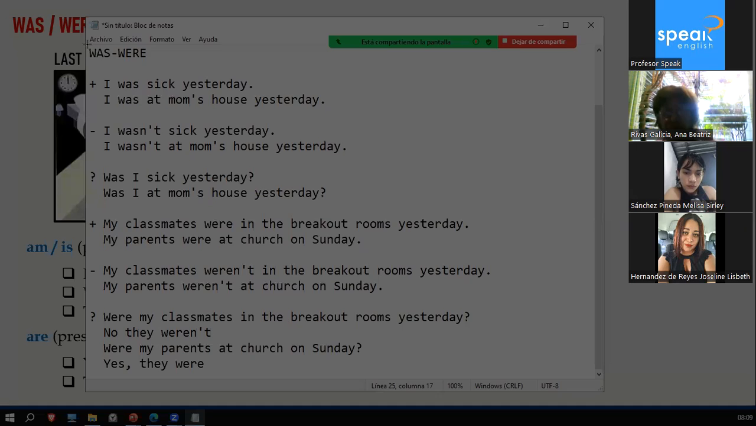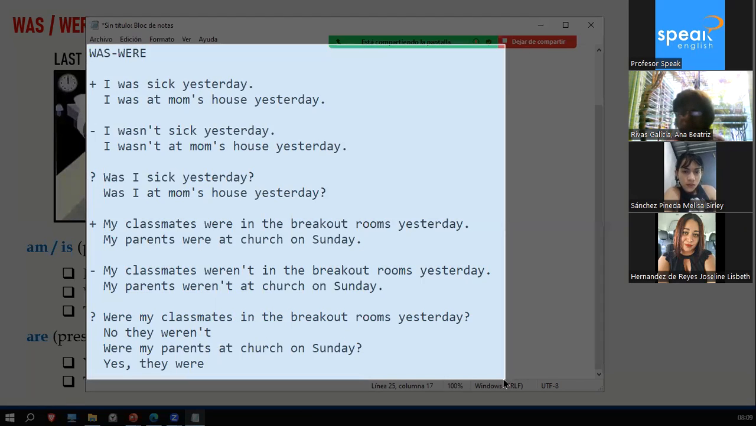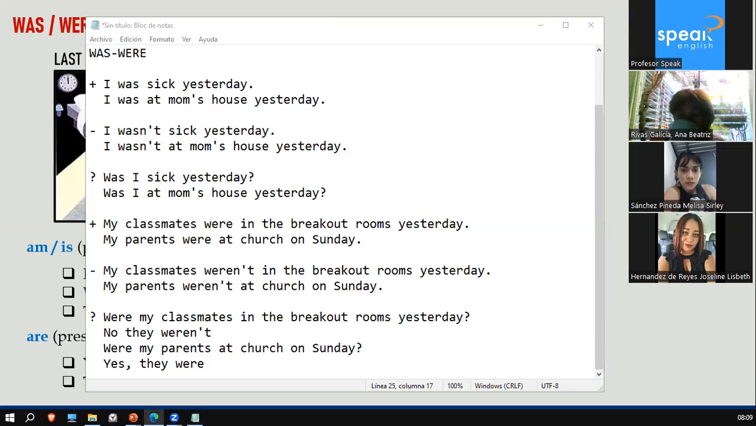Y esa es la razón, chicos, por la que nosotros vemos el verb to be separado de todos los demás verbos, ¿verdad? Porque el verbo to be funciona independiente, right? You can make positive, negative, and questions using only the verb to be.